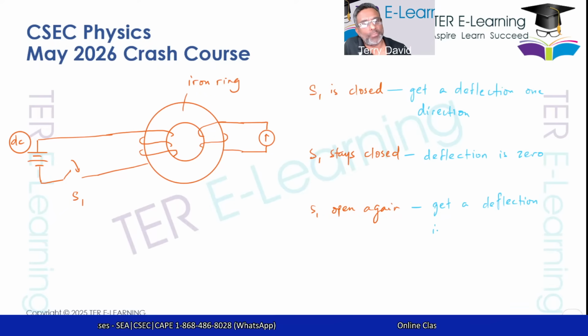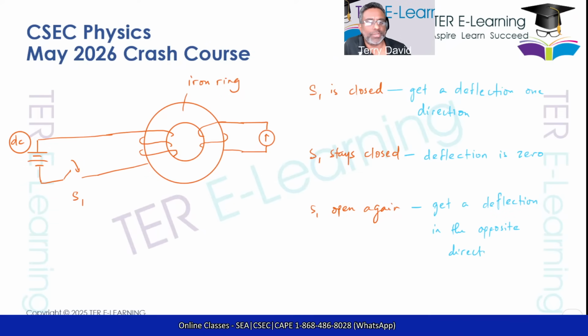Right? In the opposite direction. That's what's going to happen. You get a deflection in the opposite direction. Okay? For those of you who... I won't confuse you. I can explain why we get a deflection and why we get a deflection in the opposite direction. Okay, so these are some experiments you all need to know.